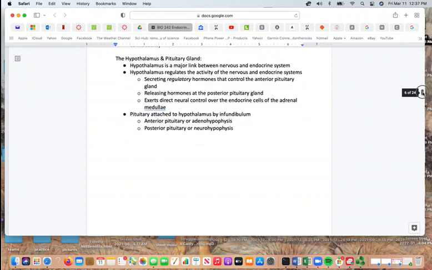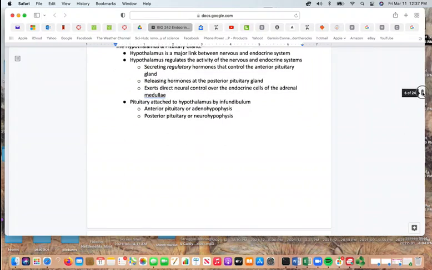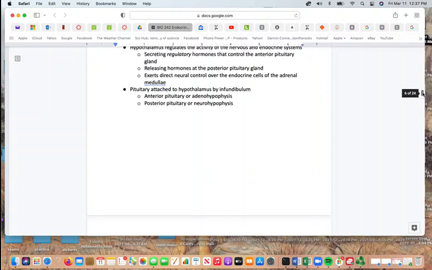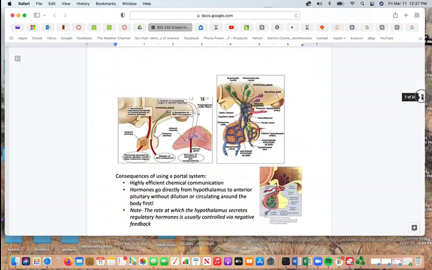So the pituitary is going to be attached to the hypothalamus by an infundibulum. So you'll have the anterior and posterior pituitary. The anterior is sometimes referred to as the adenohypophysis, and the posterior is the neurohypophysis. So in here, neuro gives you the hint that that one is going to have much more nervous system control.